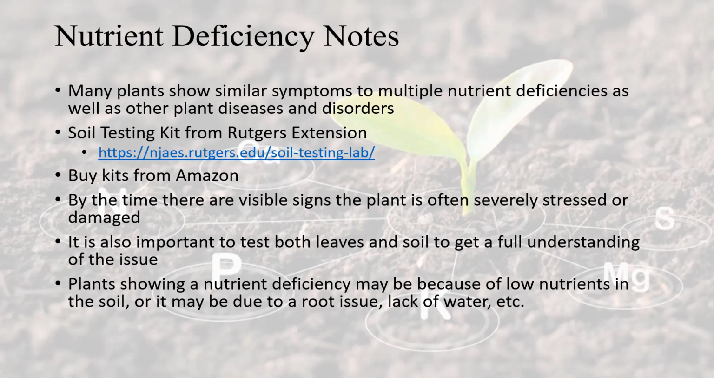And just because a plant is showing a nutrient deficiency, it may not be because of low nutrients in the soil, right? You may have a root issue. You may have a watering issue, right? If we have an issue with our roots, like that root rot that we talked about, or if we're not watering our plants enough, that will cause our stomata to close. And if our stomata are closing, water's not moving into the plant and nutrients aren't moving into the plant, right? So just because we have a nutrient deficiency, it may not be because of low soil nutrients. It could be some other root issue or other growing issue as well.